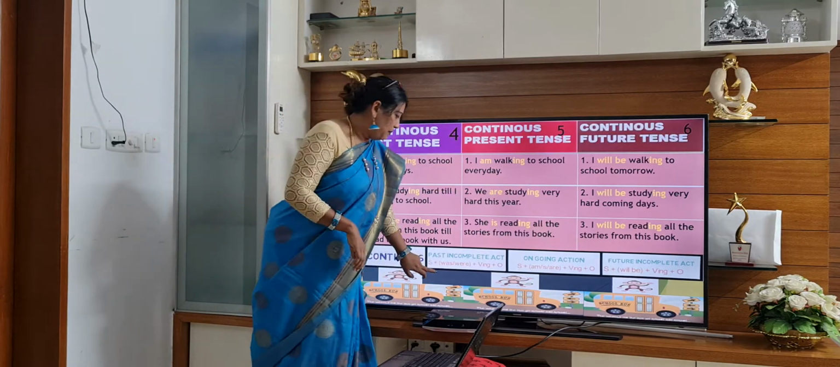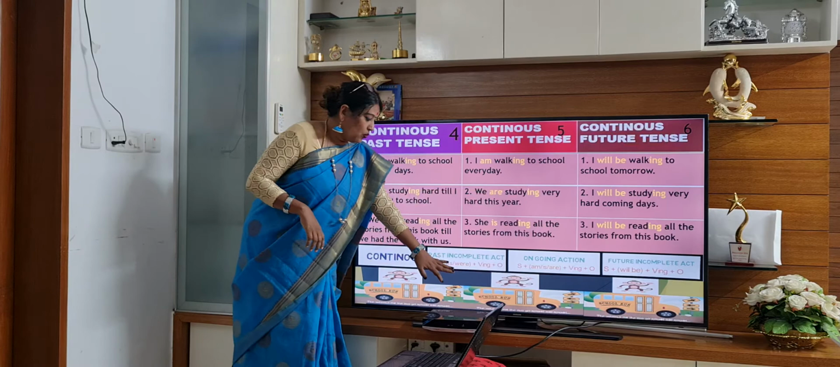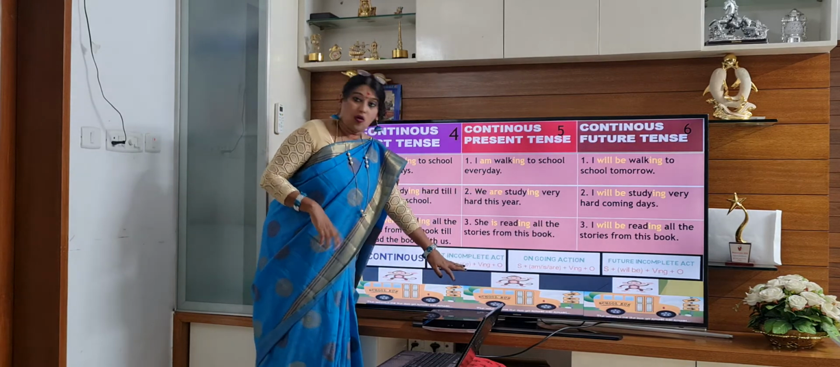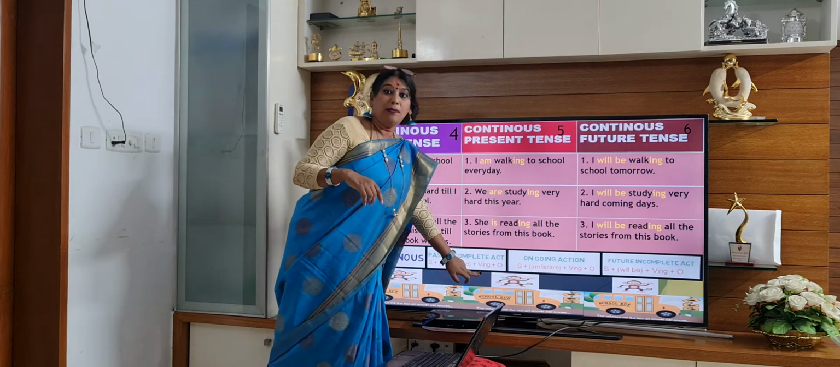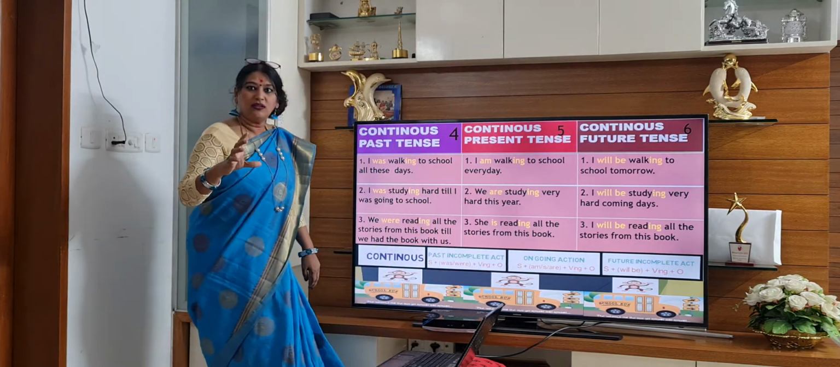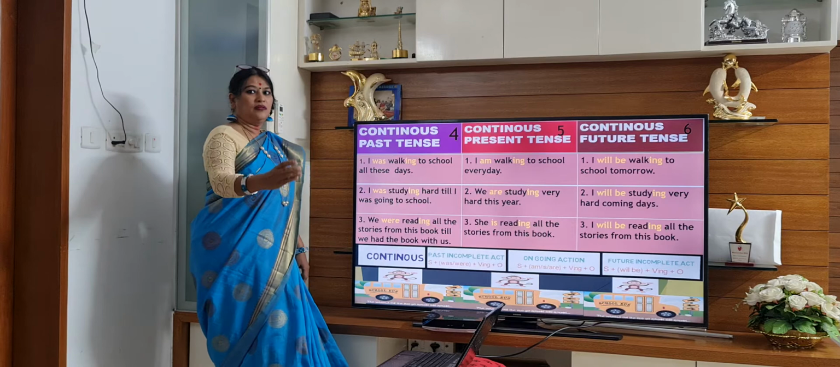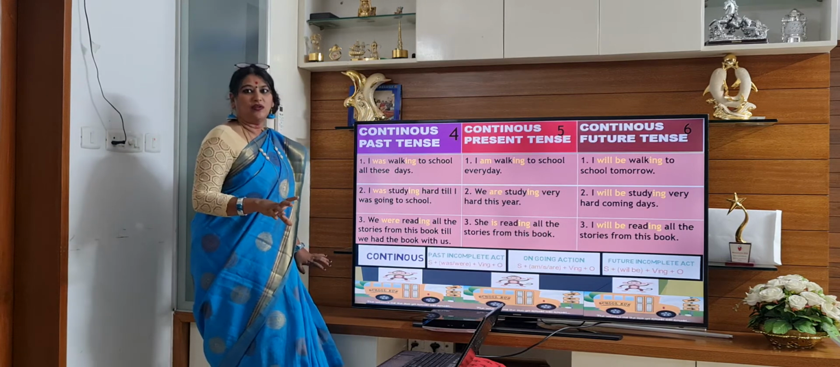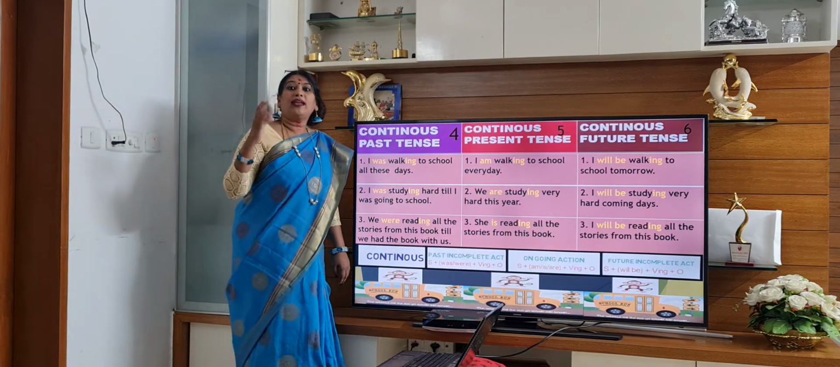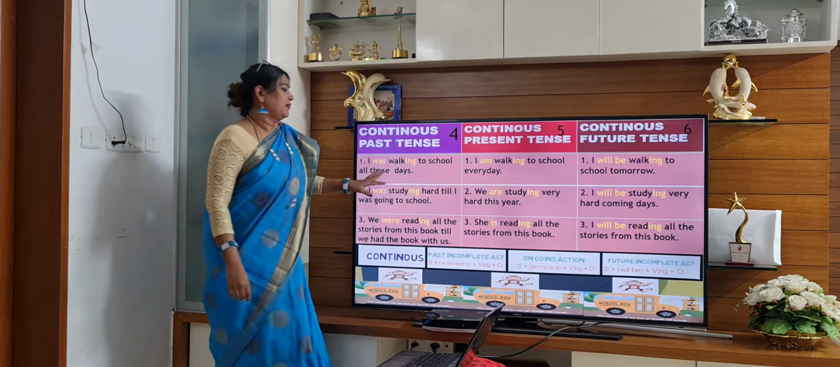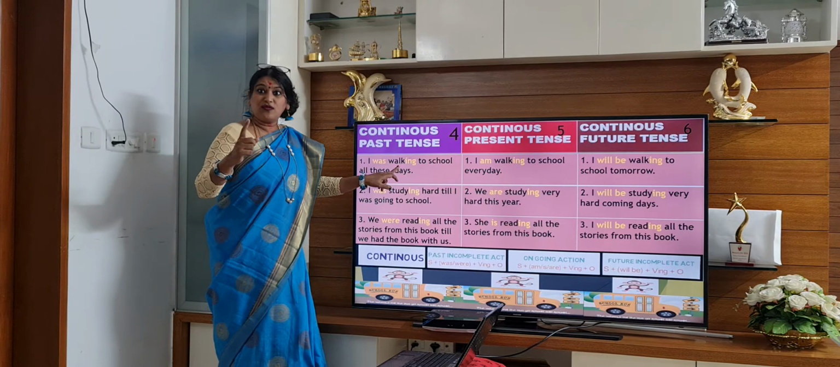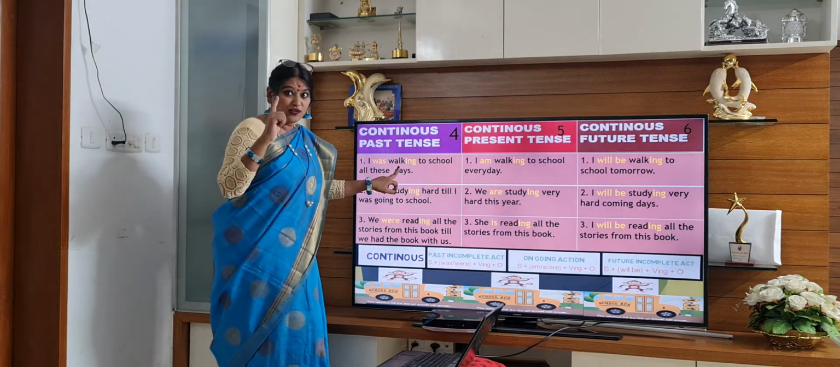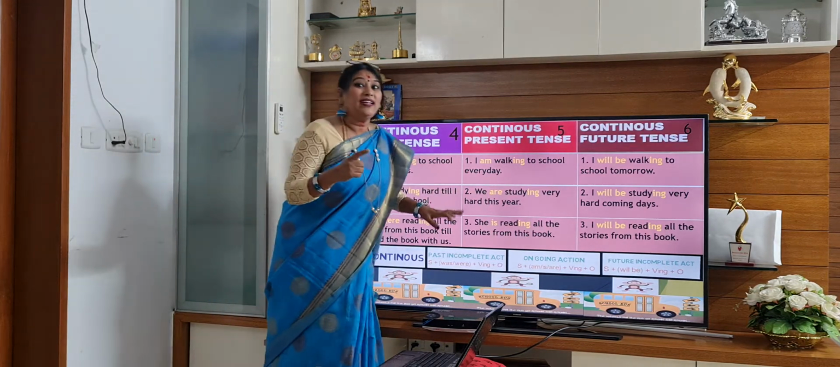Okay. See here. Past. What are you supposed to use? Was or were, and then the verb's first form with ing. Was, were, verb's first form. That's it. What will you remember? Was, were and verb's first form. See here. I was, and the verb's first form is walk. And in that what are you adding? ing.